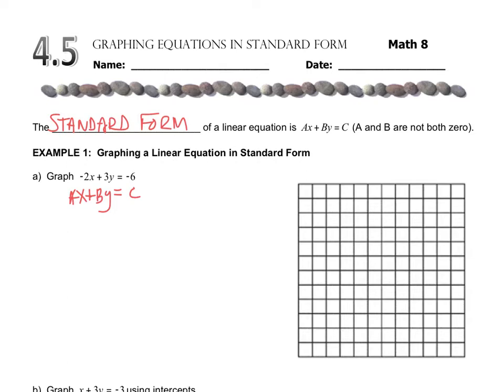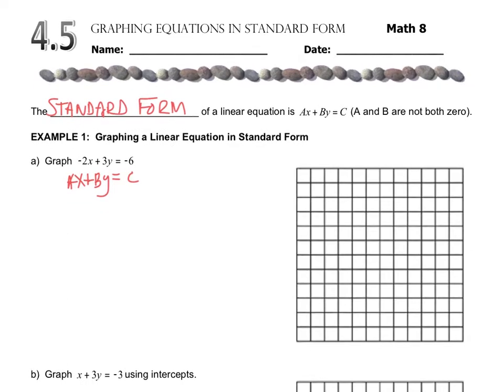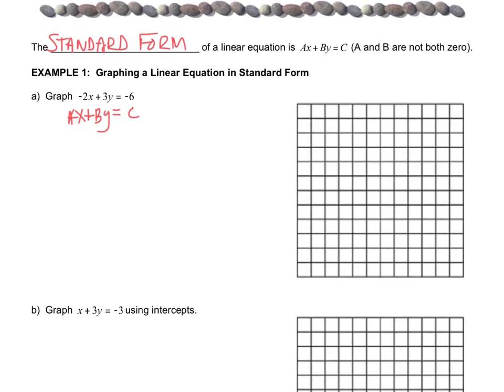So how does standard form help me? Well, we've talked about how to make a table where you plug in some x's and run them through your equation to get the y's to plot your points. We talked about it in slope-intercept form, y equals mx plus b, where the m is your slope, the b is your y-intercept. So how do we use our standard form? There are a couple of ways you can do this.